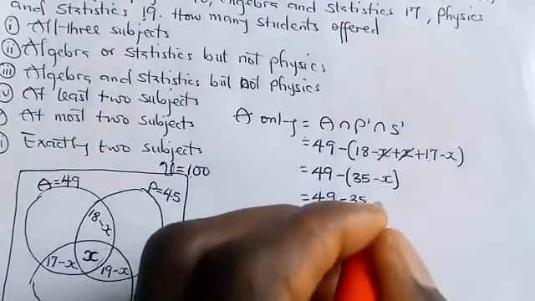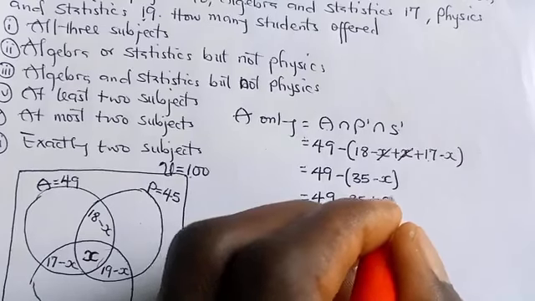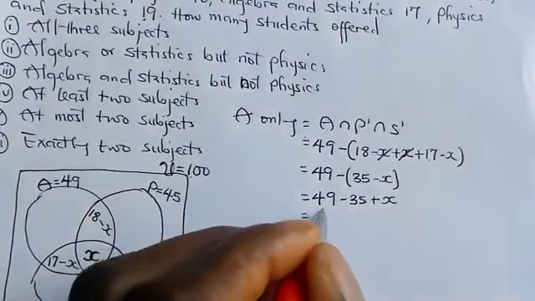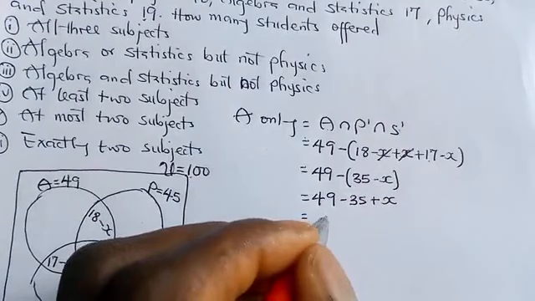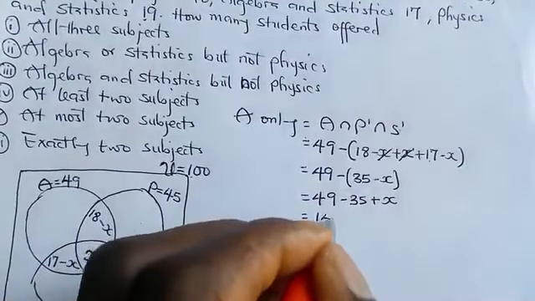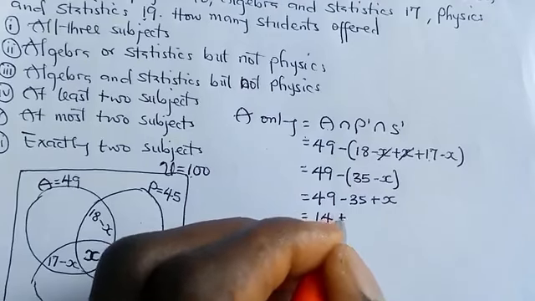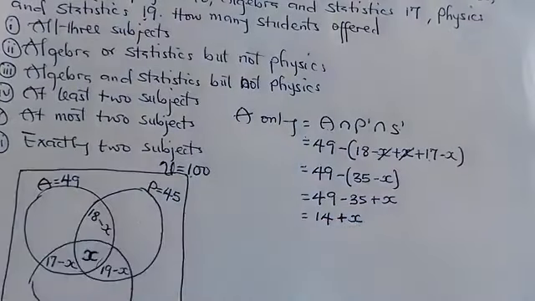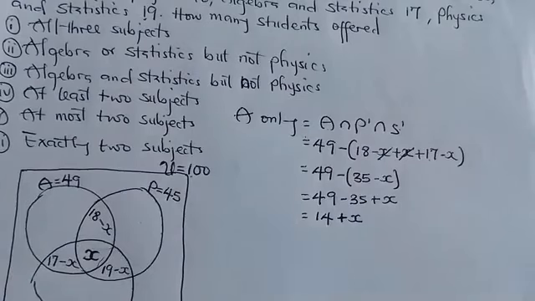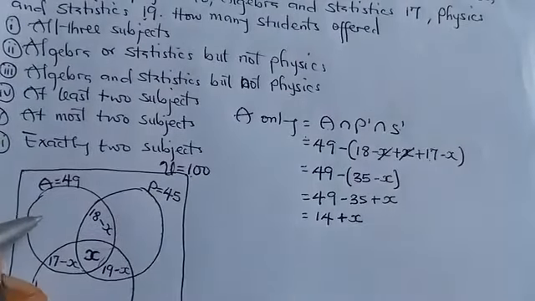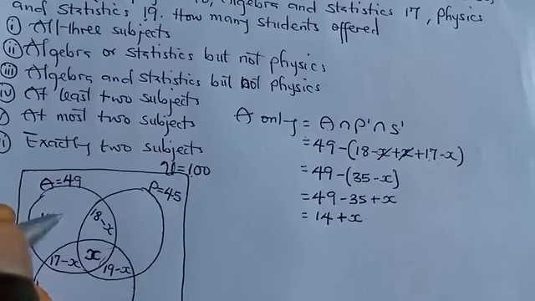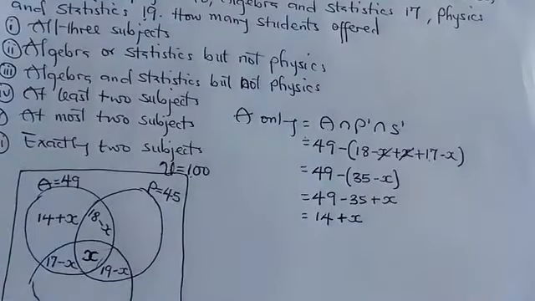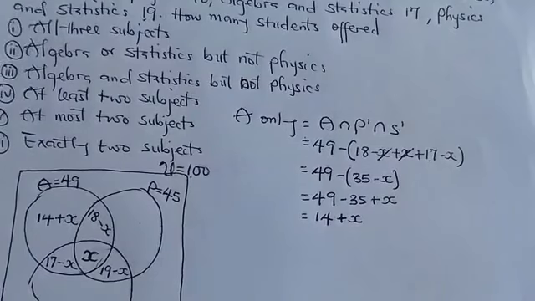Minus times minus X, we have plus X. That's equal to 49 minus 35. We have 14. So we add X to it. So it means algebra only is 14 plus X. So what we have here is going to be 14 plus X, representing students that offer algebra only.